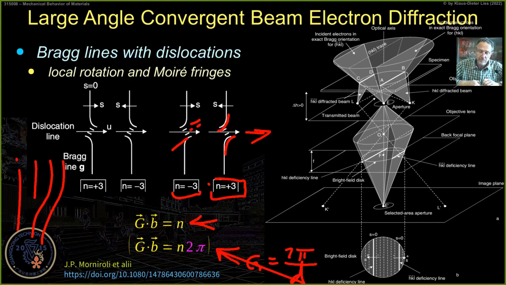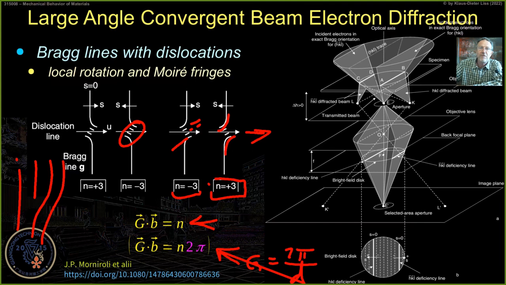And what it is, this is basically Moiré fringes between the scattering vectors, or the change of lattice spacings locally in the vicinity of the dislocation, with respect to the average lattice far away from the dislocation. So you get Moiré fringes.